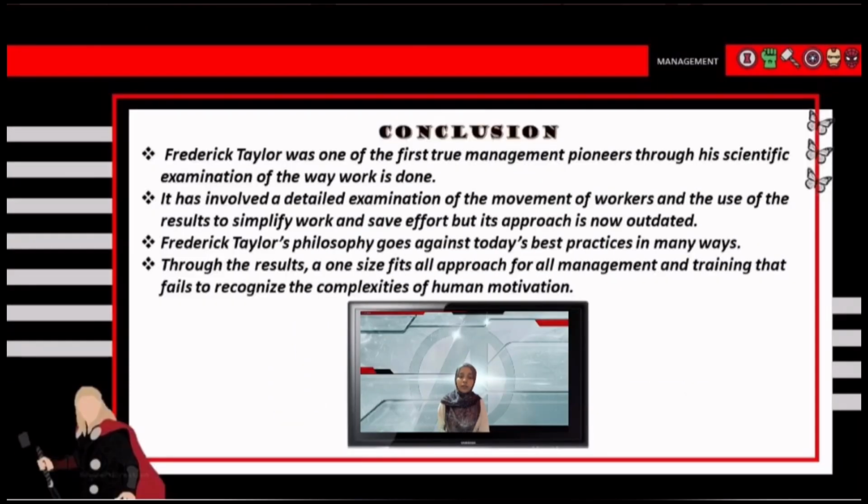In conclusion, Frederick Taylor was one of the first true management pioneers through his scientific examination of the way work is done. It involved a detailed examination of the movement of workers and the use of the results to simplify work and save effort, but its approach is now outdated.